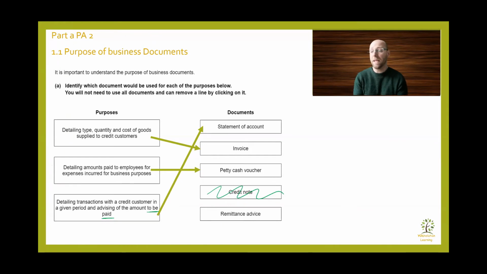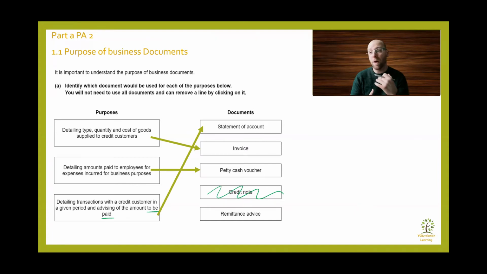So the main key to this type of task is understanding the purpose of the documents. What is the reason for those? What is the point of those documents? Make sure that you understand each of the documents that you're dealing with. When you generate an invoice, what is the purpose of the invoice? When you generate a credit note, again, what is the purpose? What is the point of that credit note? When a statement of account is being raised, again, what's the point of that statement of account?